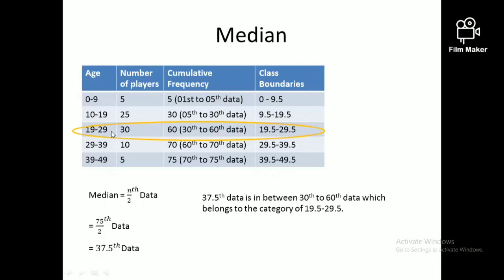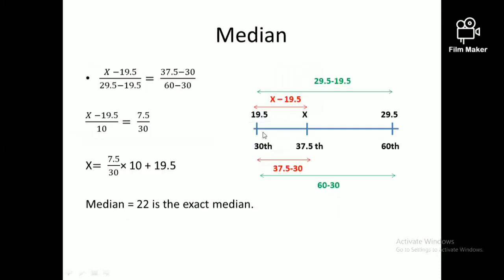That means in which category? Therefore, definitely we know that the median falls into this category. Sorry, you can use the class boundaries, not this one. If there's a gap, 19.5 to 20.5. So you can just write it's in between 19.5 to 29.5, right? Shorter range, x minus 19.5, divided by the longer range at the top, 29.5 minus 19.5. Then over here, shorter range 37.5 minus 30, longer range 60 minus 30.